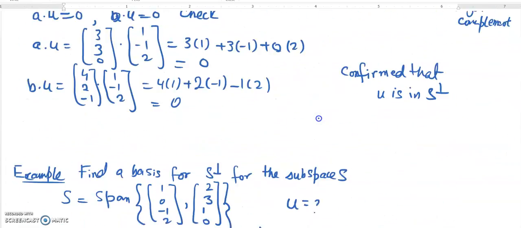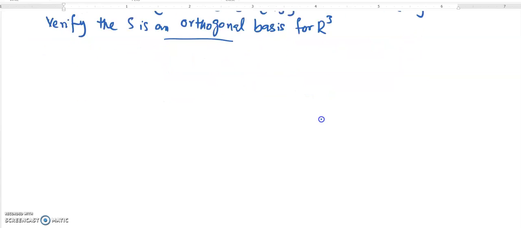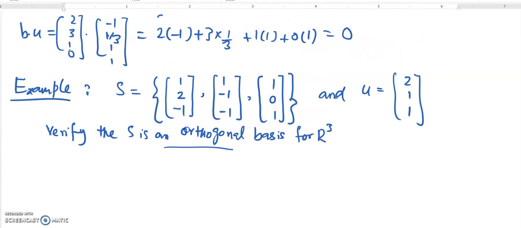And the next part is, by simple inspection, we can also see that all these three vectors are linearly independent, and therefore this is also a basis in R3.